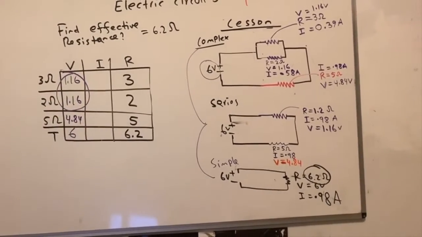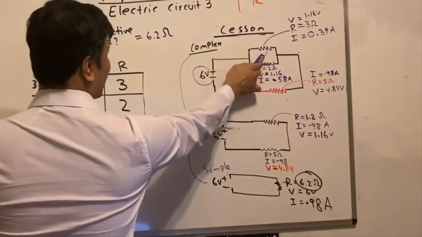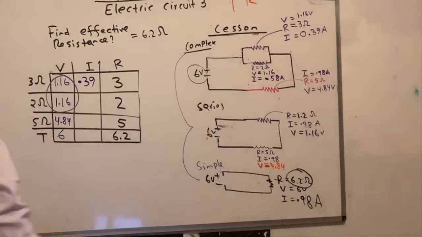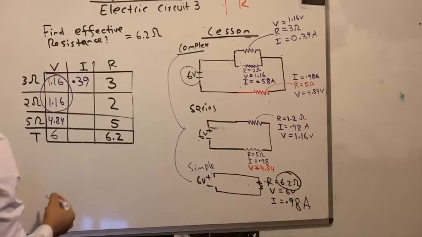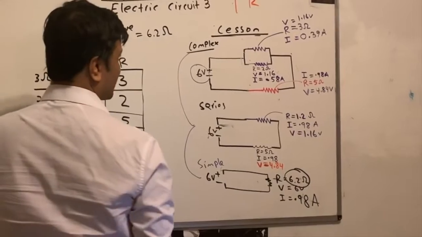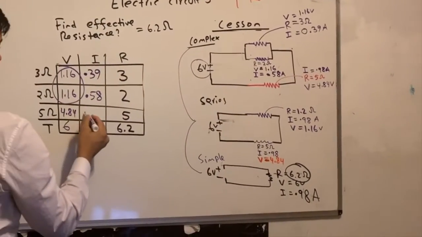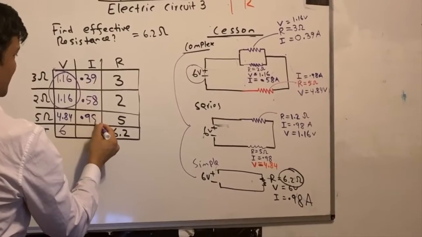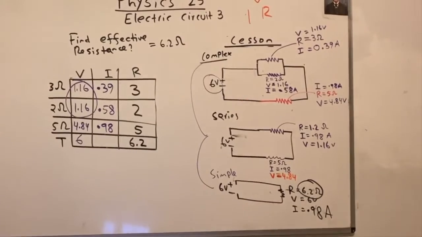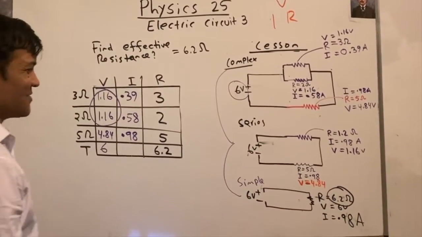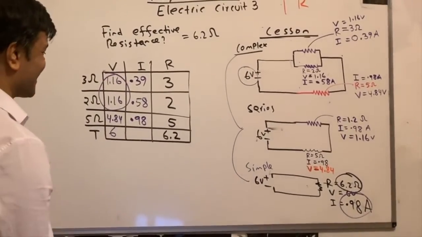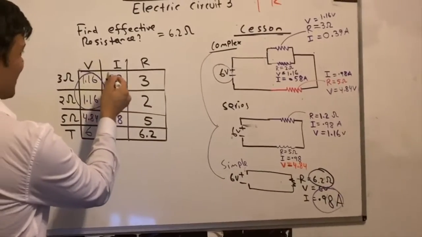Current. Okay, let's look at right here. What is the current? 0.39 amps. Okay, what is the current over here? 0.58 amps. What is the current over here? 0.98 amps. And that's the same for all the others. Trick question. What is the total current? 0.98. We calculated that earlier, right? Yeah. So total current is 0.98.